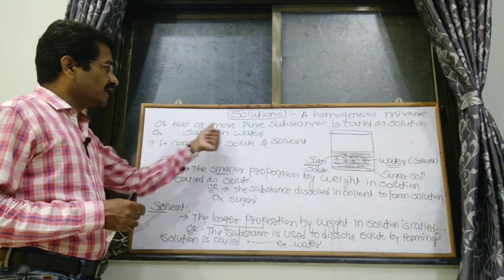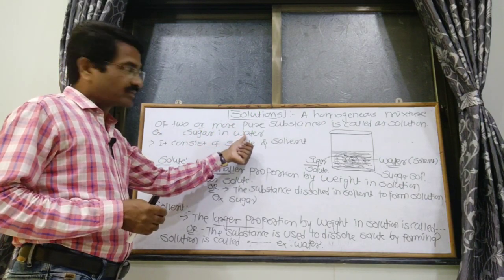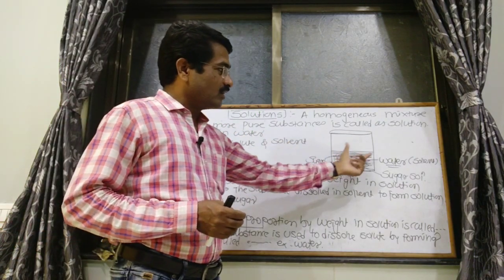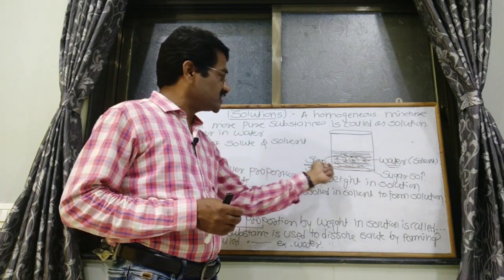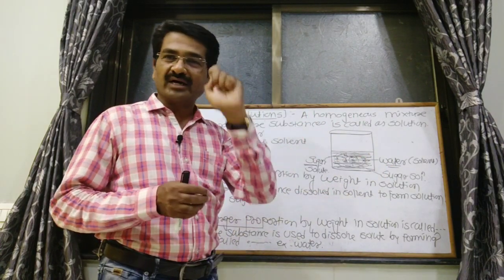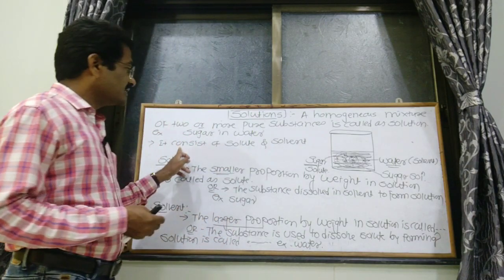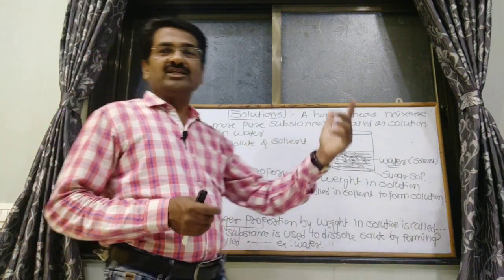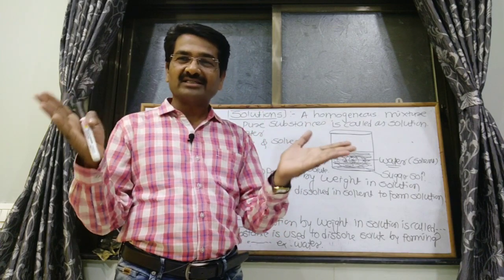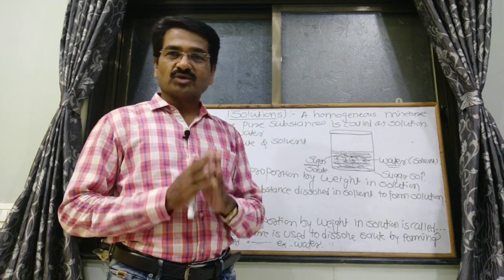For example, sugar in water is taken. Suppose this beaker containing water is the solvent, in which the solute, that is sugar, is added to form the sugar solution. It consists of solute and solvent. Any solution consists of two parts, that is solute and solvent.